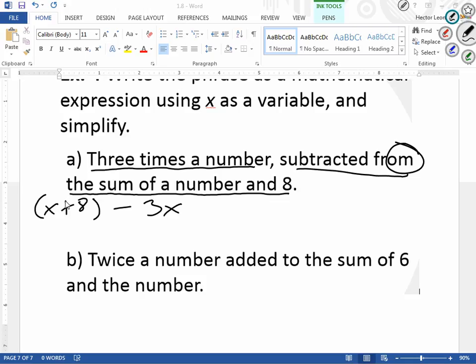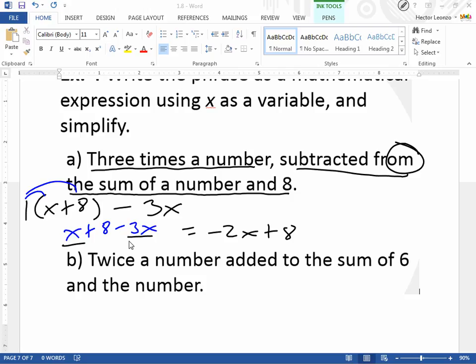Okay. So technically, we have a 1 in front of the parentheses. Let me get rid of parentheses. Let me multiply the 1 from the outside to the terms on the inside. So I have 1 times x, 1 times 8, minus 3x. I'm just going to finish this as negative 2x plus 8. Notice I just combined my x's. I added the coefficients. 1 minus 3 gave me negative 2, and then my plus 8.